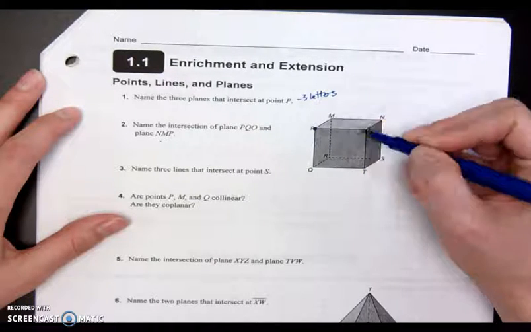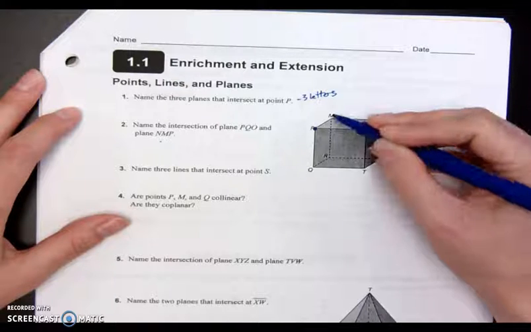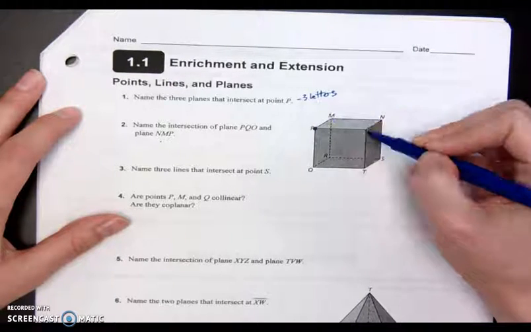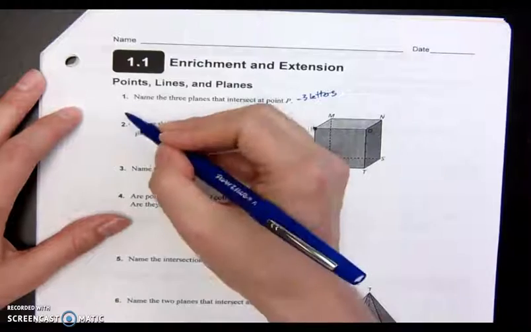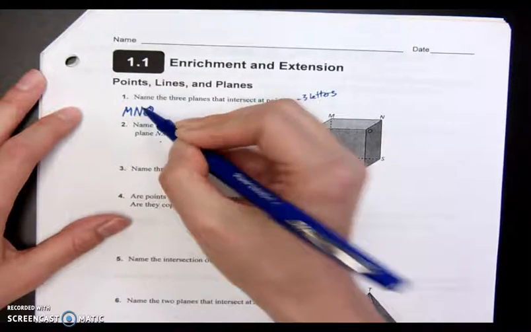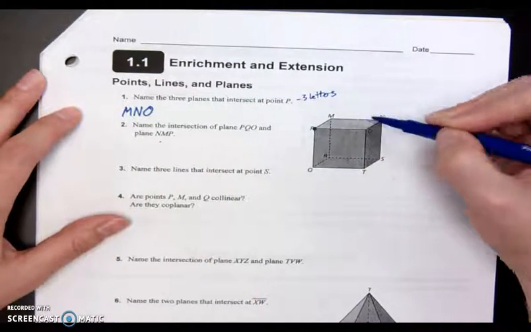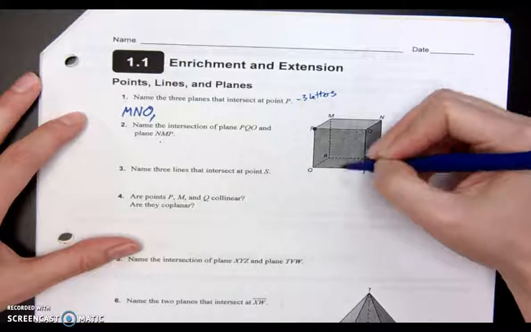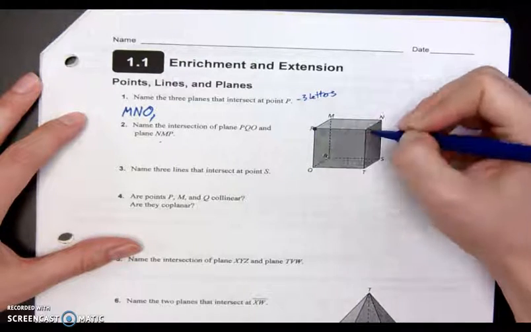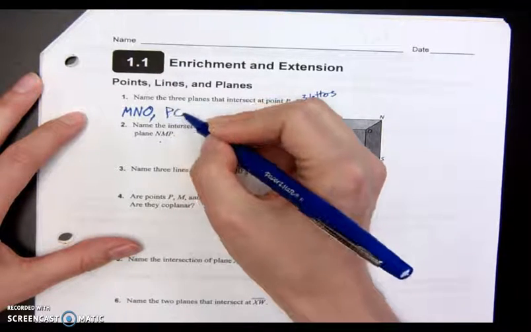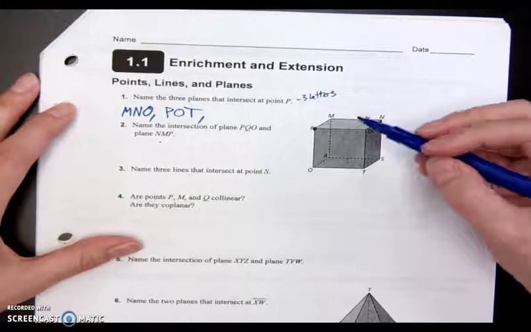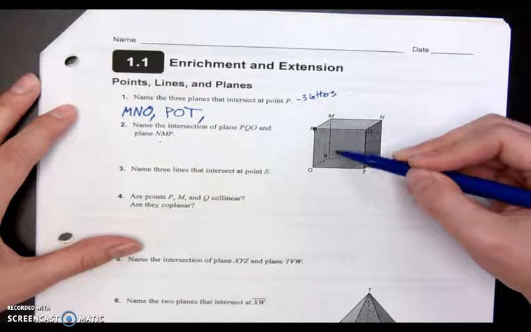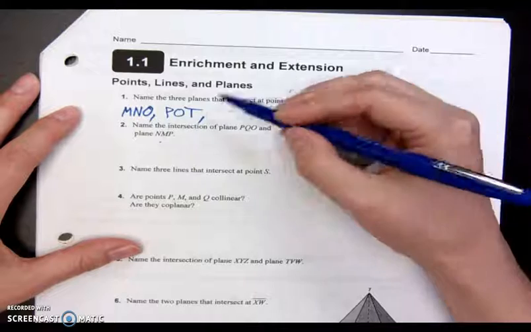But we could use MNO. So MNO, or it could be MPO, or any combination. We'll go with MNO. If you did a different combination of those top ones, it could be fine. P-O-T. POT could be another one, or if you chose like QTO or QPO. So we'll go with POT. PMR. PMR is another one.